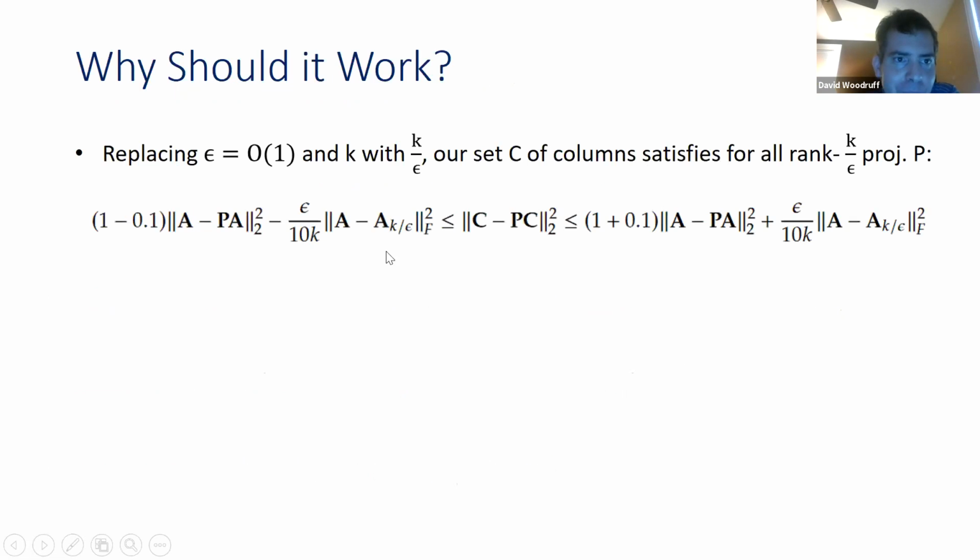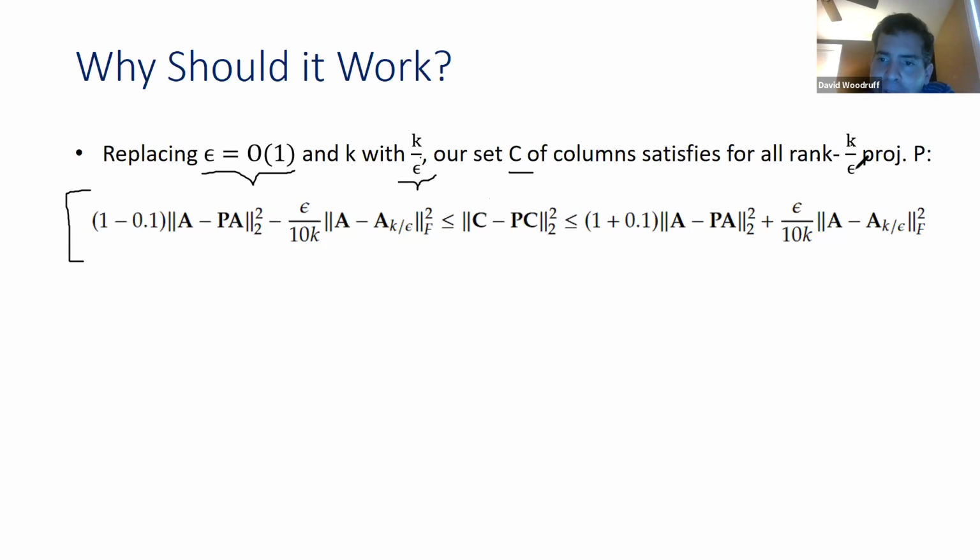Okay, so why should this work? Well, what do you even get when you sample a subset C of columns? Let's just look at this first stage of the algorithm. It's going to sample a subset C of columns with these really horrible parameters. Epsilon is set to a constant. K, well, we gain something there. K is now k over epsilon. The guarantee that you get is what's here. Yeah, it's a bit of a mouthful, but let me just say it.